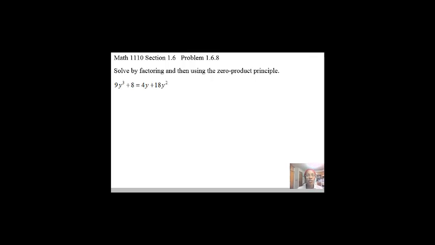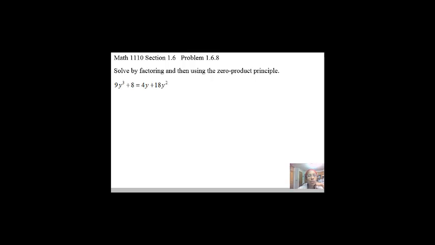Hi, let's take a look at some problems in section 1.6, some additional problems. Let's start by solving this third-degree polynomial equation using the factoring and the zero product principle.